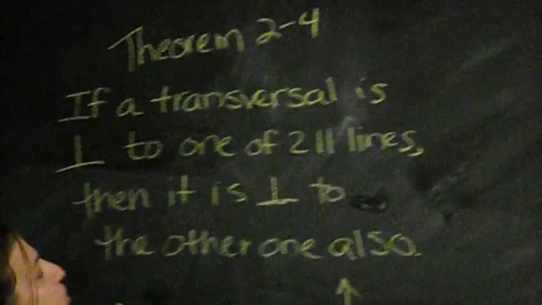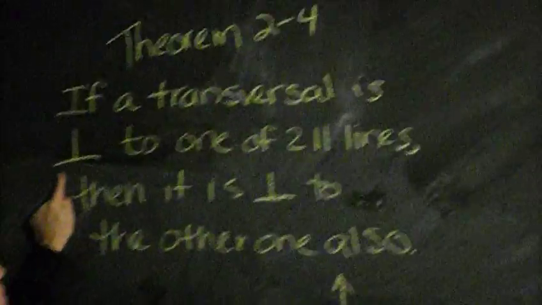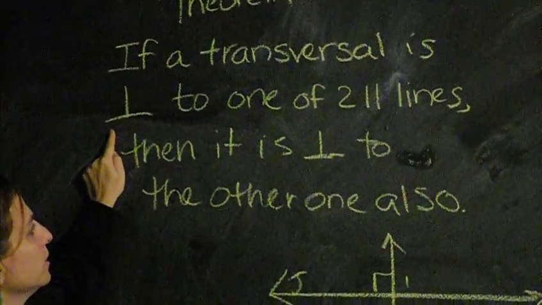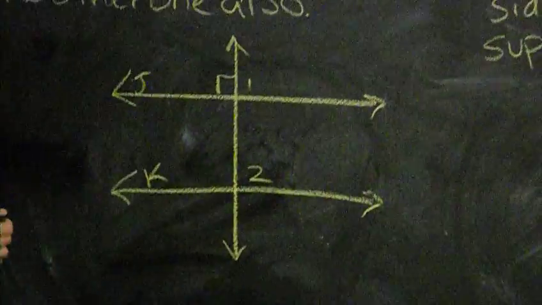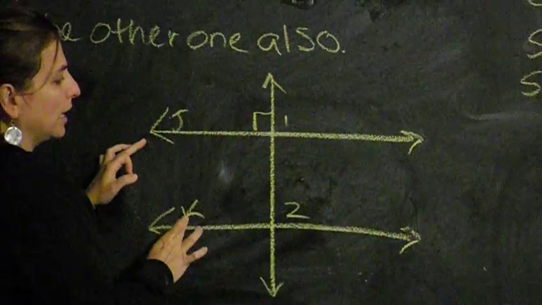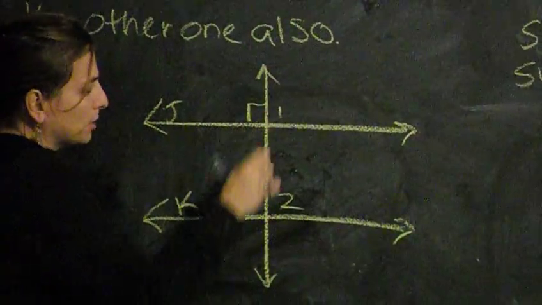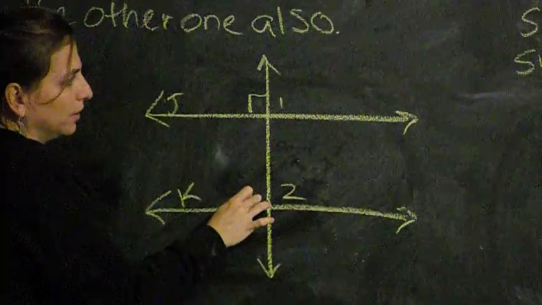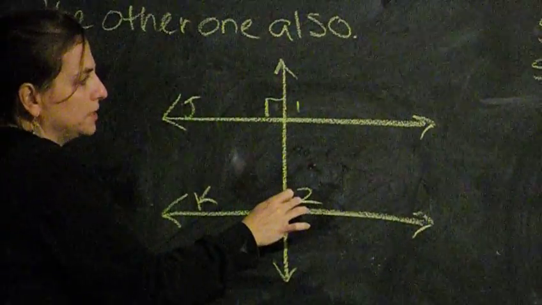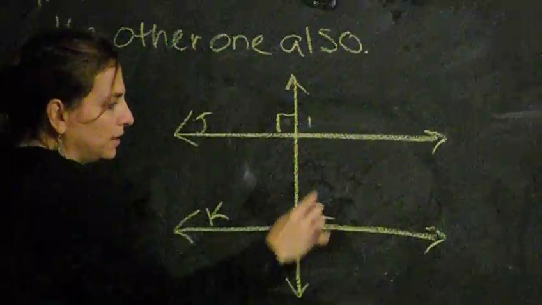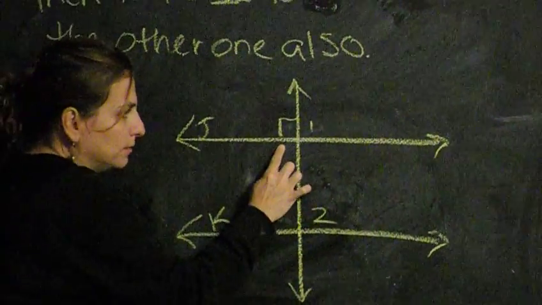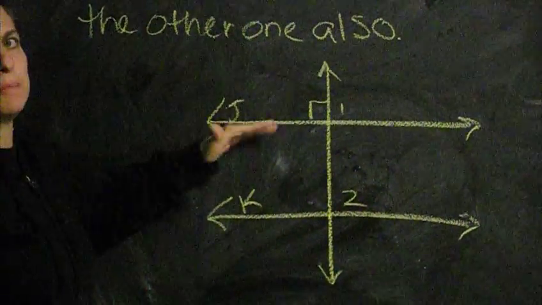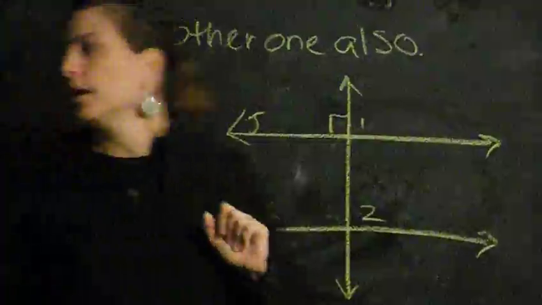Over here, theorem 2-4. If a transversal is perpendicular to one of two parallel lines, then it is perpendicular to the other one also. Okay, this is pretty simple. If J and K are parallel, and this line is perpendicular up here, clearly it's going to be perpendicular right here. Corresponding angles are congruent. If that's 90, that's going to be 90, and so on for all of them. These have to be parallel for that to be the case.